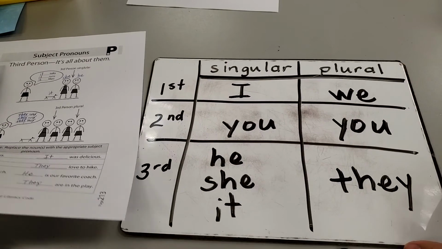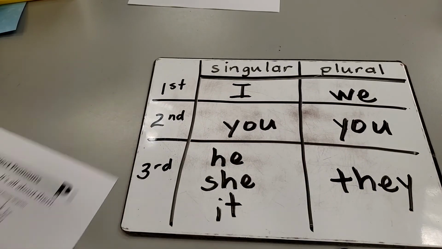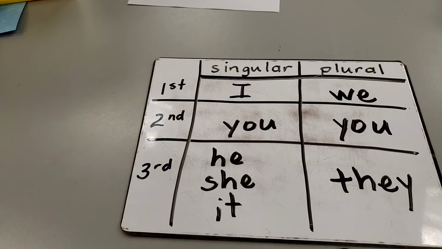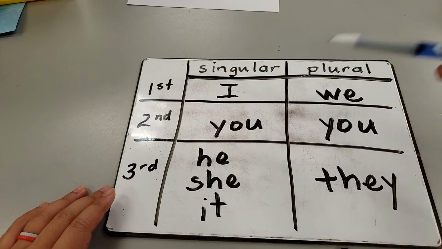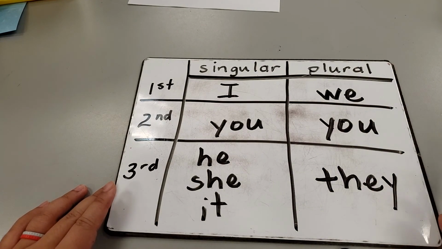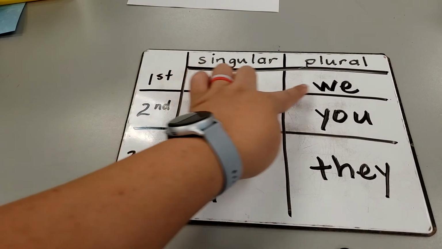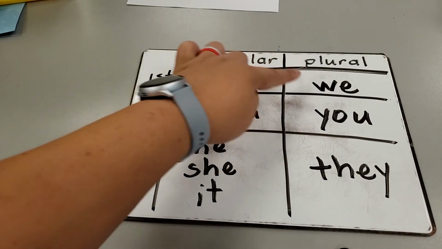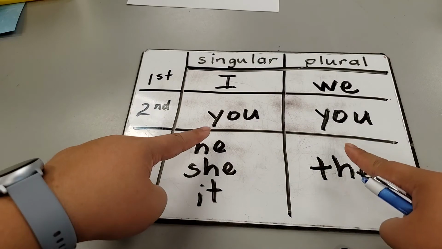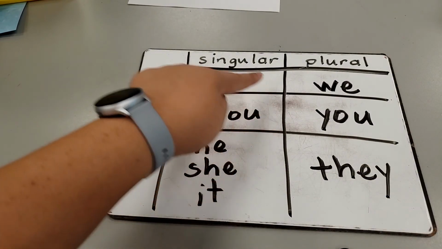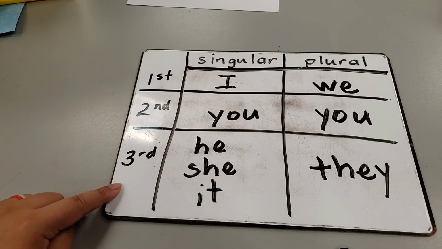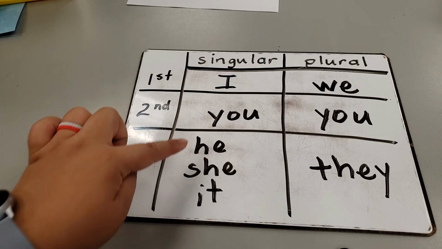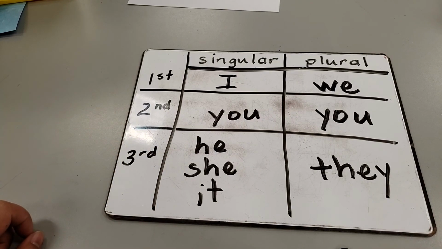One more time. Here is our chart with our subject pronouns. We can say them nicely when we remember them. I, you, he, she, it, we, you, they. And remember, first person is all about me. So I use I and we. Second person is all about you. You, one person, and you all, if there's more than one. Third person is all about them. He, she, it, and they, if there's many.